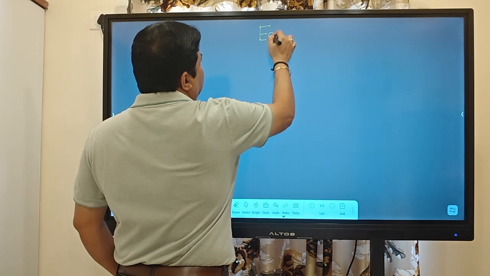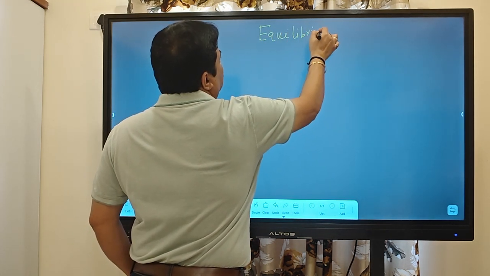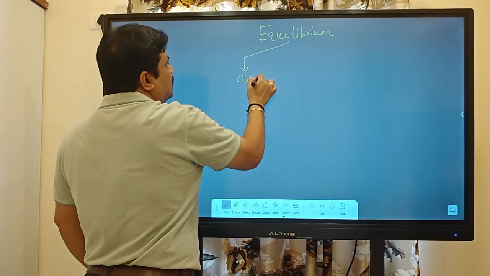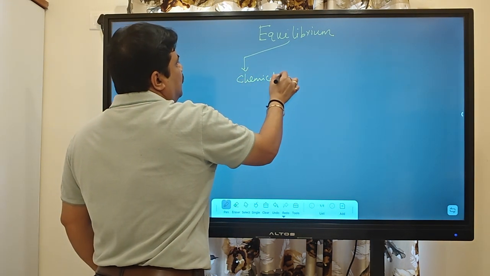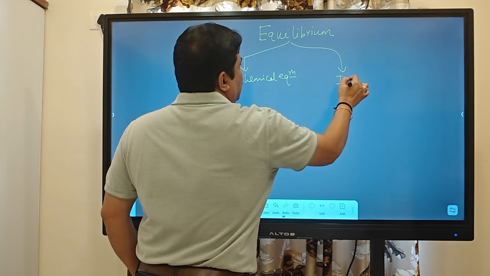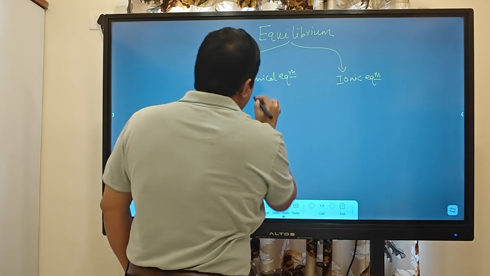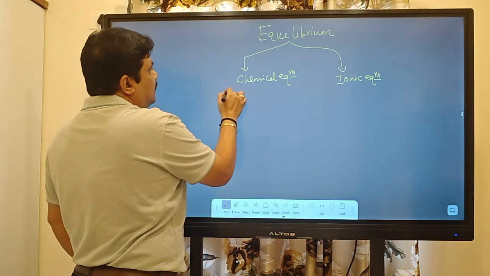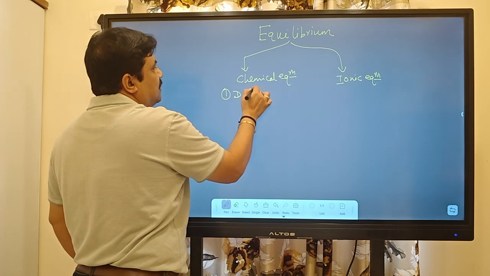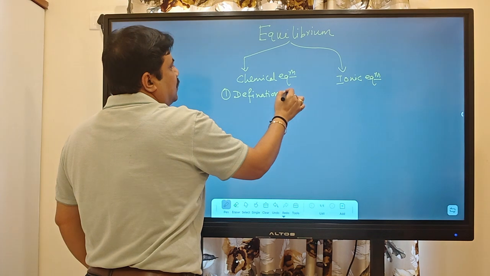So if you look at this equilibrium chapter, it is composed of two parts. One is chemical equilibrium and one is ionic equilibrium. In chemical equilibrium part, you have to first cover the definition of chemical equilibrium.